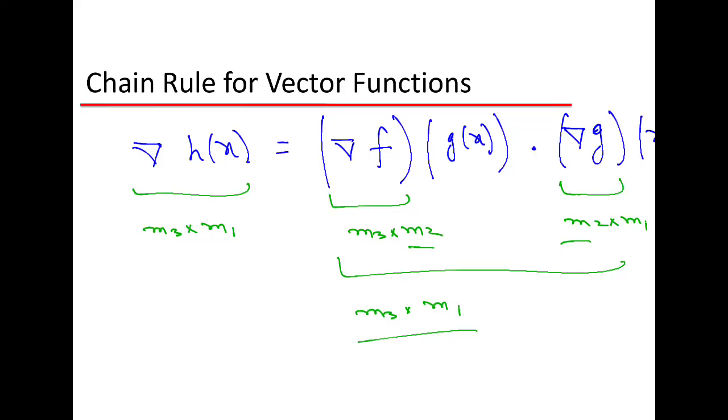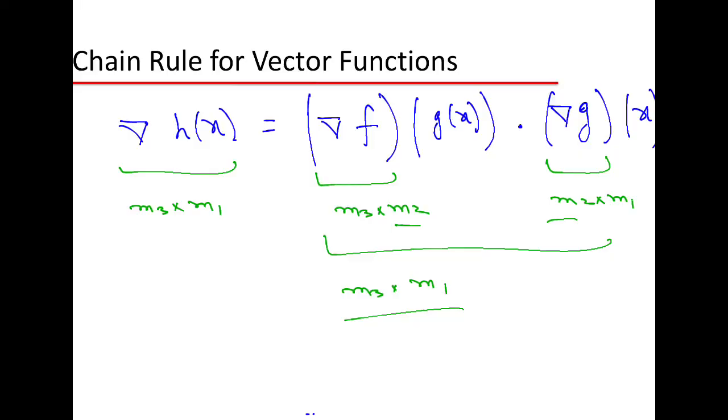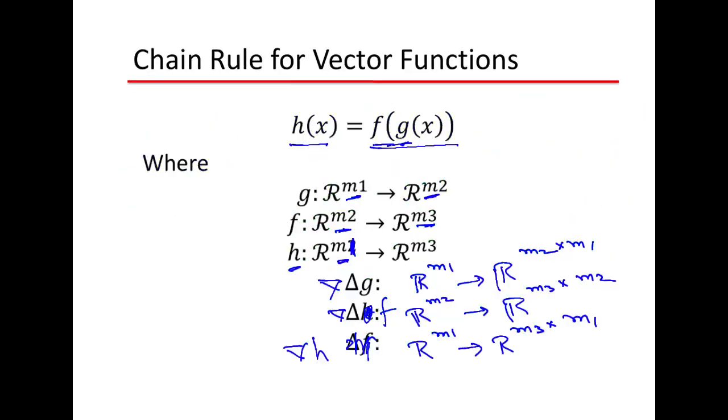So, we are discussing backpropagation and chain rule for vector valued functions. Any questions on what we discussed last time?